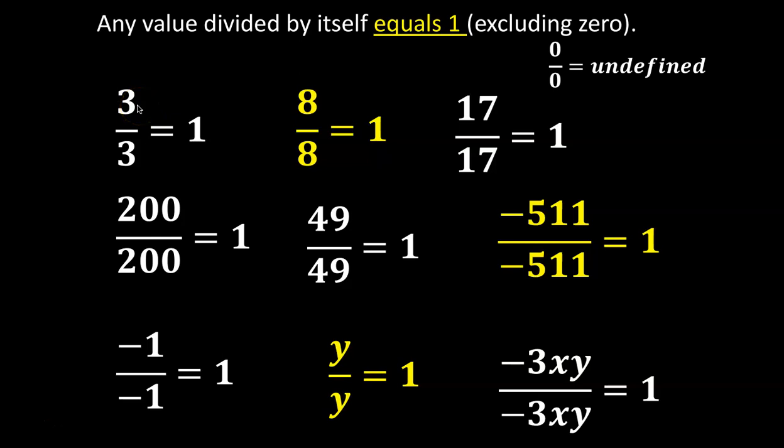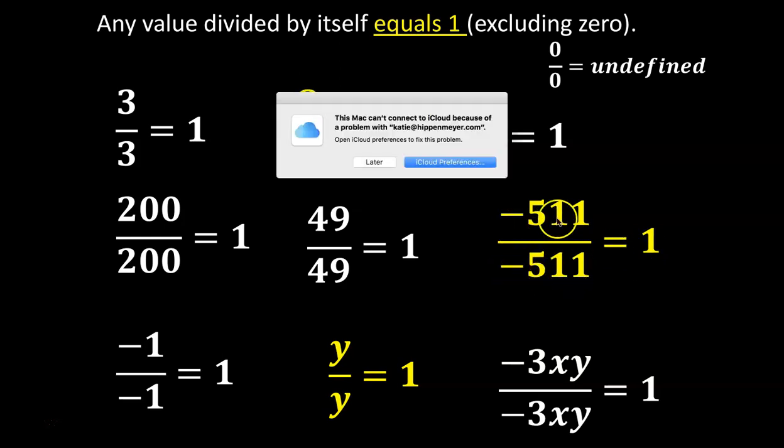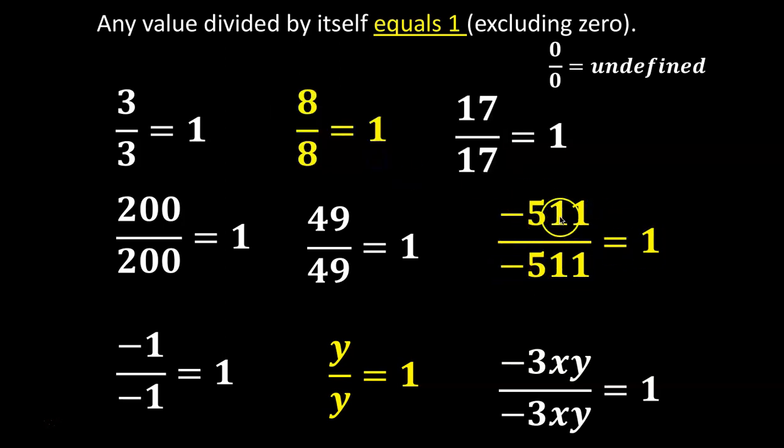For example, 3 divided by 3 equals 1, 8 divided by 8 equals 1, 17 divided by 17 equals 1. I hope you're starting to get the idea. Let me skip over to the negatives. Negative 511 divided by negative 511 equals 1. So it also works for negative numbers. It also works for variables. Y divided by y equals 1. If the numerator and the denominator are the same and you're dividing, you're going to get 1.